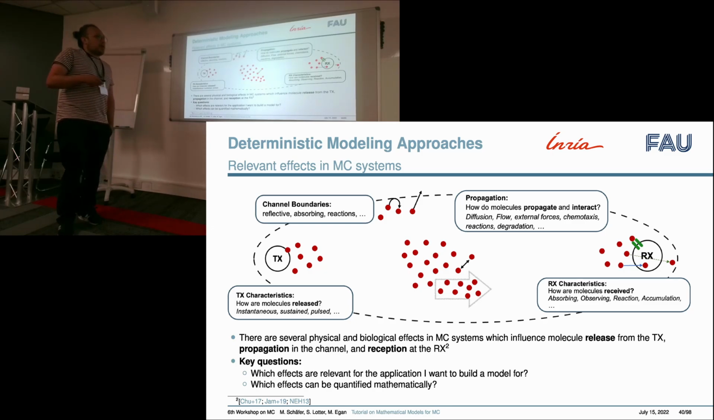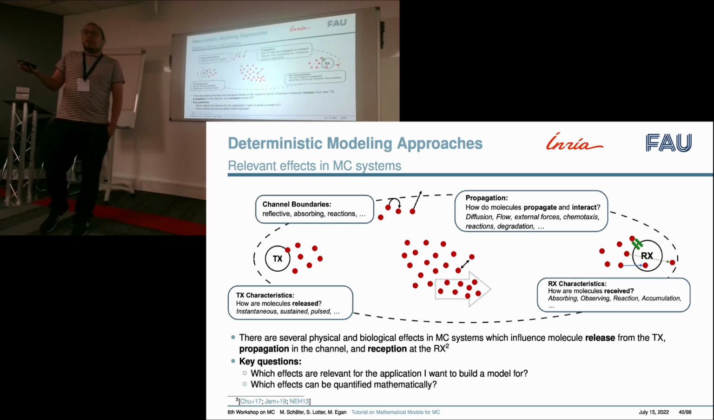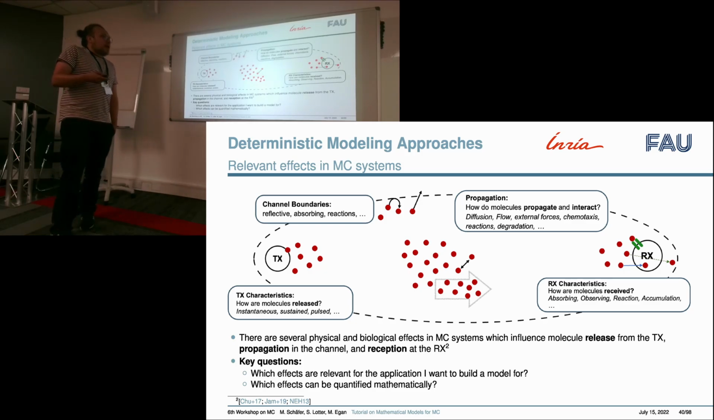And then the next question is how are molecules received? So that is basically the third question. And then there might be absorption by an absorbing receiver. There might be some reaction, for example, at the receptors of the postsynaptic neuron. Some accumulation effects, or maybe I'm just having a sensor outside the microfluidic chip, which is just observing molecules coming through.